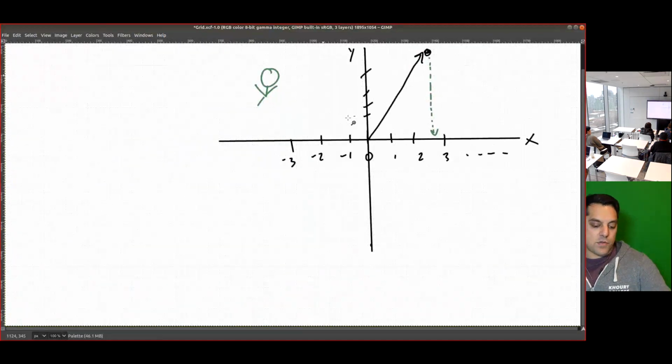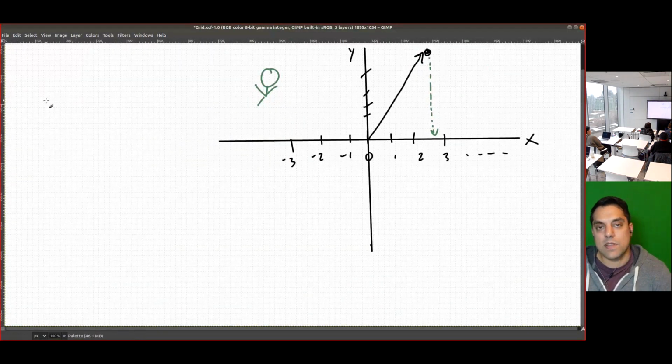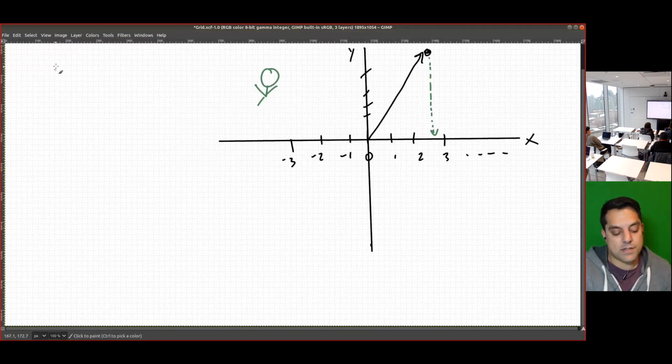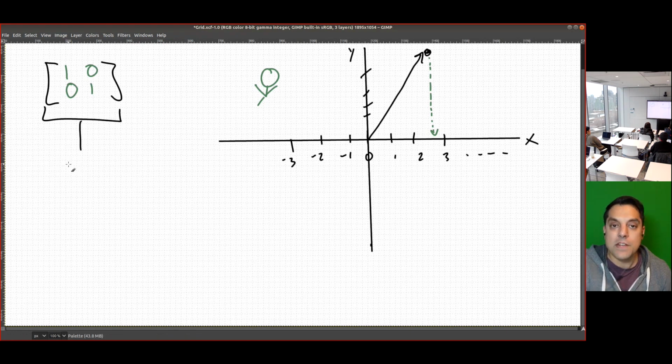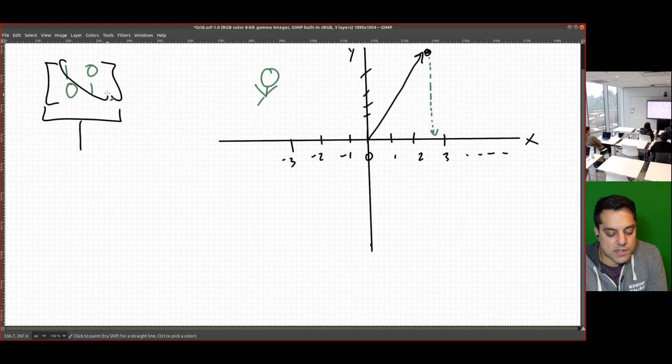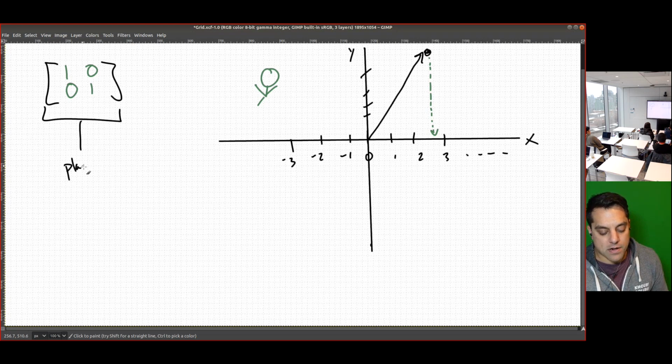So what we're going to end up doing is taking two vectors here. Well, how do I want to say this? A matrix is a way to compactly represent some sort of transformation. So this matrix here, which is the identity matrix, has ones across the diagonal. Let's say this is our player here.